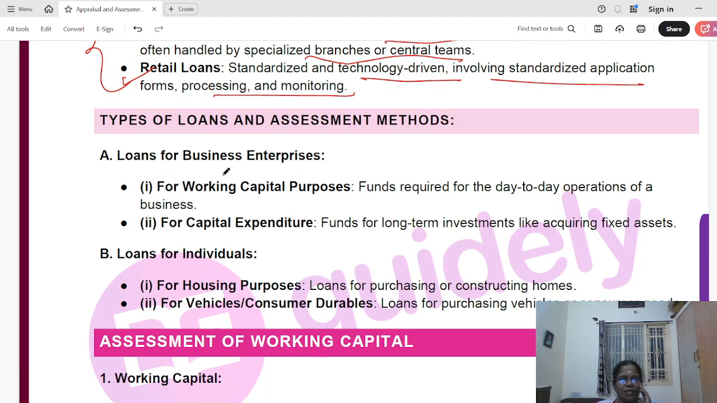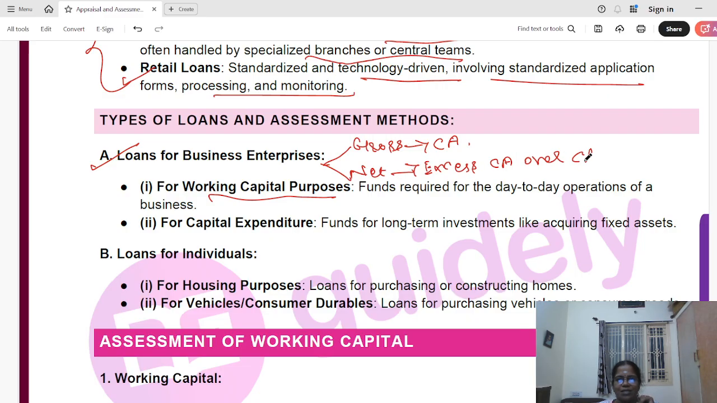So types of loan assessment and methods. Loan for business enterprises. When they are providing the loan for the business enterprises, they are providing two kinds of the loan. One kind of the loan is for working capital purposes, in order to meet the day-to-day expenses of a business, that is working capital purpose. So working capital, there are two cases. One is the gross working capital, another one is the net working capital. Gross working capital is nothing but the current assets. Then net working capital is nothing but the excess of current assets over current liabilities.